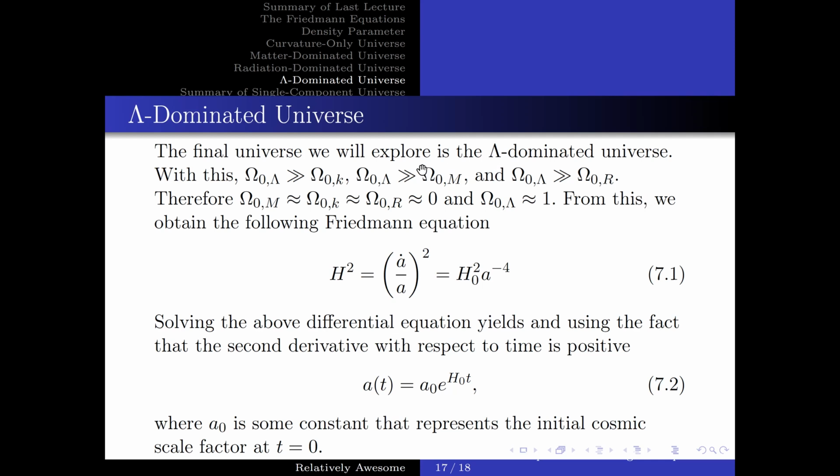And from this, we find the following Friedmann equation. And solving the above differential equation, and using the fact that the second derivative with respect to time is positive, we find that the cosmic scale factor is related to time as an exponential function, where a naught is some constant that represents some initial cosmic scale factor at t equals 0.